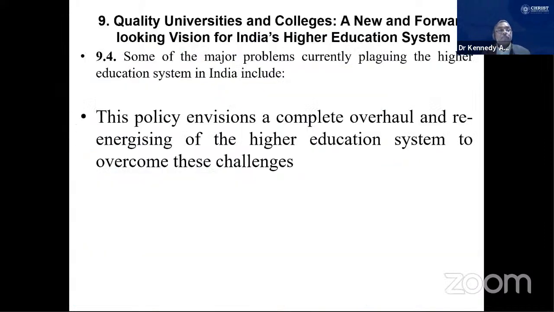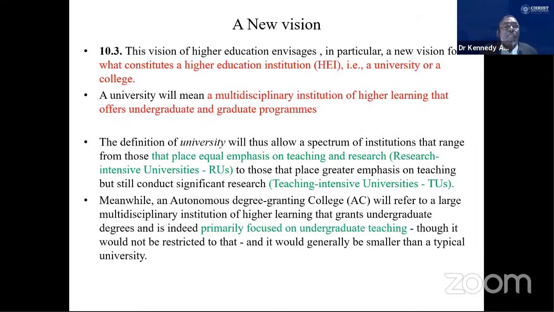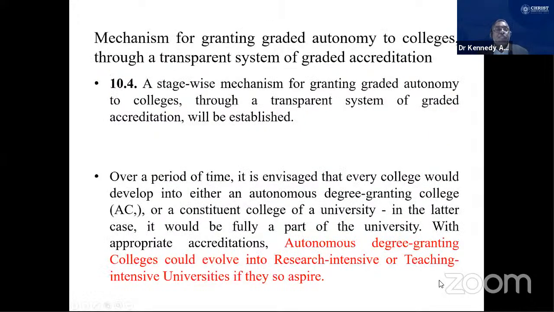Okay, all right. So having said that, as I mentioned, I've already spoken about these two ideas from the two chapters of the national policy. I've also spoken about how the mechanism for granting graded autonomy to colleges through a transparent system of graded accreditation is going to be determined by high quality research. In due course of time, it is envisaged that every college would develop into either an autonomous degree granting college or a constituent college of a university. And in the latter case, it would be fully a part of the university with appropriate accreditations.